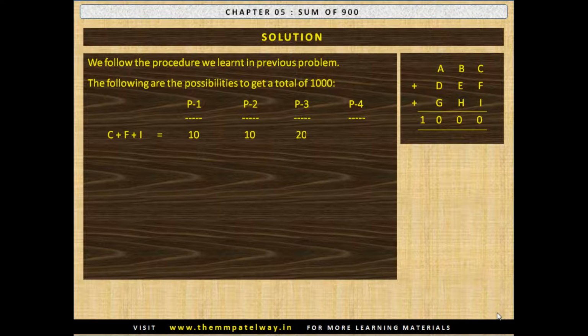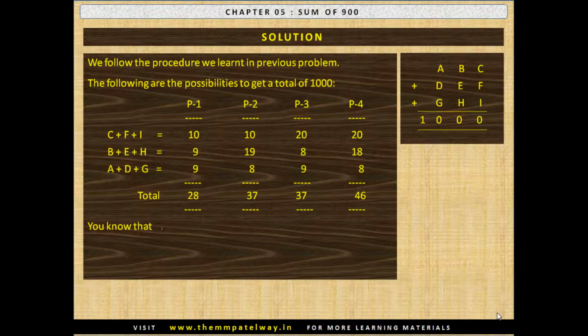There are 4 possibilities. C plus F plus I will be either 10, 10, 20 or 20. B plus E plus H will be either 9, 19, 8 or 18. And A plus D plus G will be either 9, 8, 9 or 8. And when we get totals of the 4 possibilities, we get 28, 37, 37 and 46.